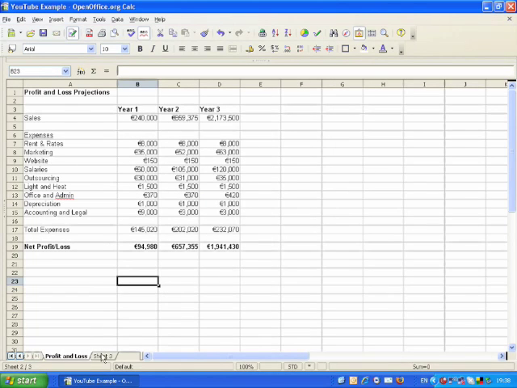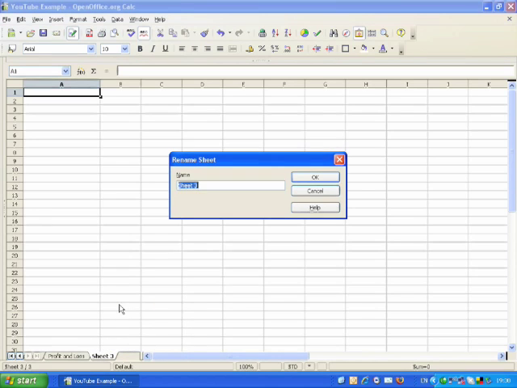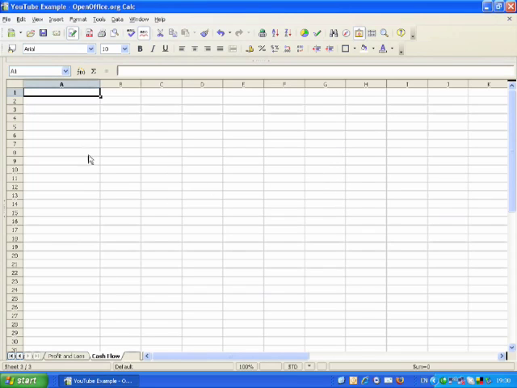Now that we've finished the profit and loss projections, we move on to the cash flow. We open up a new sheet and call it cash flow. On this sheet, we'll work out our cash flow projections for each month. Essentially, these are what we think our bank balance will be in the future.